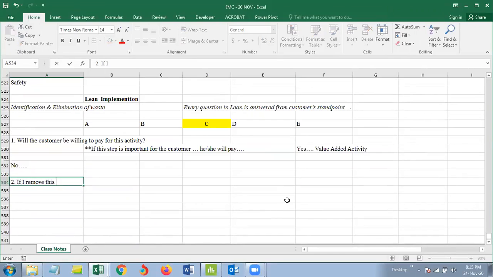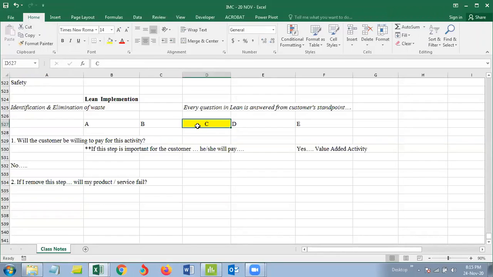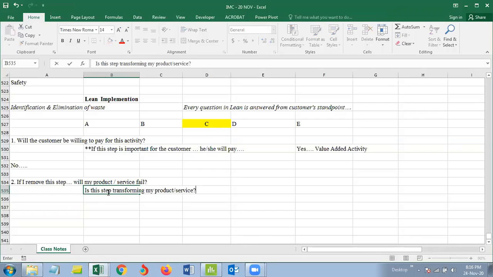If I remove this step, this particular activity, will my product or service, whatever we're dealing with, fail? If this step is a very important step, and if I remove this, my entire process will fail. If I'm making a product or service, then it's very important. The question we are asking is: is this step transforming my product or service? Is it doing something with your product or service? Is it making the product or service? If this step is really important, then it should be changing the product in some shape or form. If the answer is yes, it is going to fail if I remove this. My process will fail, the product will fail, my services will fail. It's a very important step.